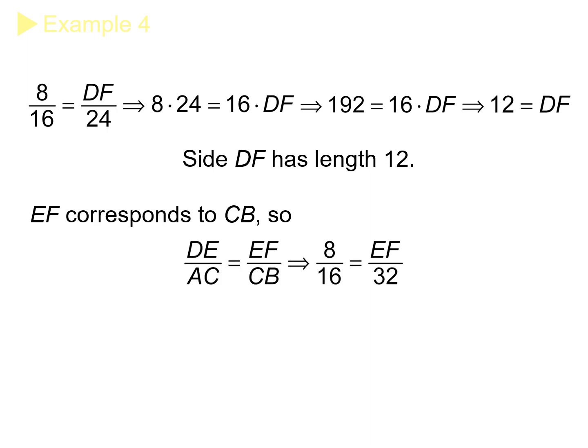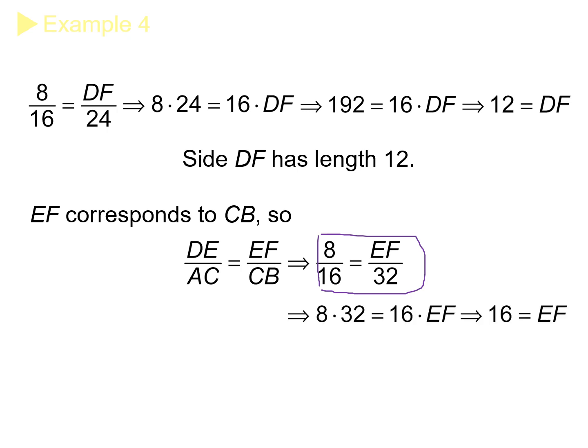Since EF corresponds to CB, DE divided by AC has to equal EF divided by CB. So we get this ratio, 18 divided by 6 has to equal EF over 32. So EF is equal to 16.